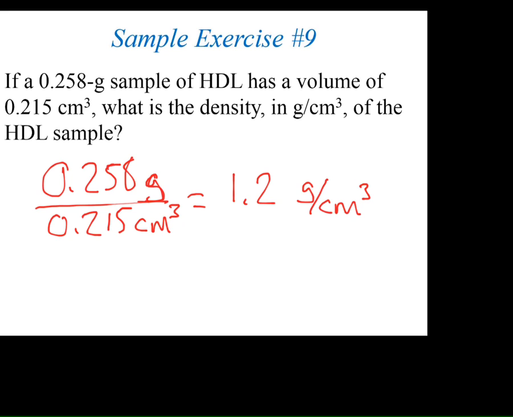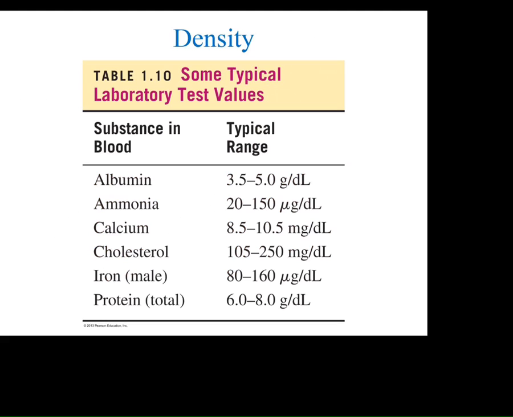Okay, but let's check our sig figs real quick. So 0.258, how many sig figs? 0.215, how many sig figs? So our answer should have... So how do I fix that? 1.20, right? We got to add a 0 on that. Make it 3. Yeah. Okay, got 2 or 3 minutes. Okay, let's go ahead and try another one.